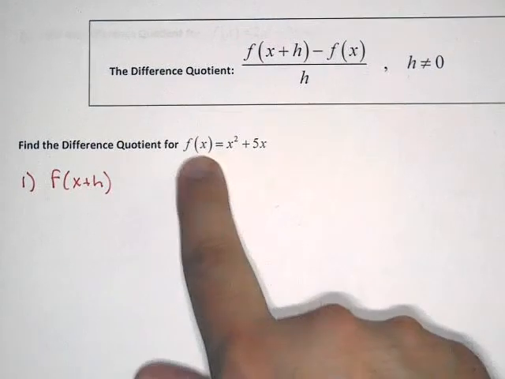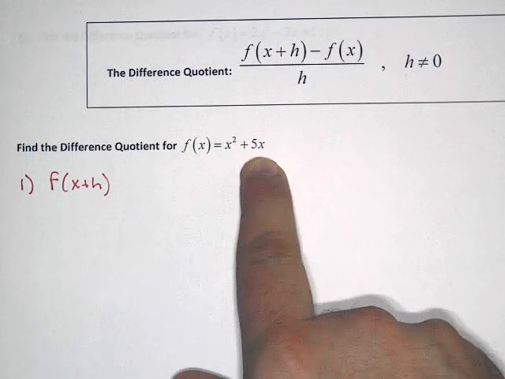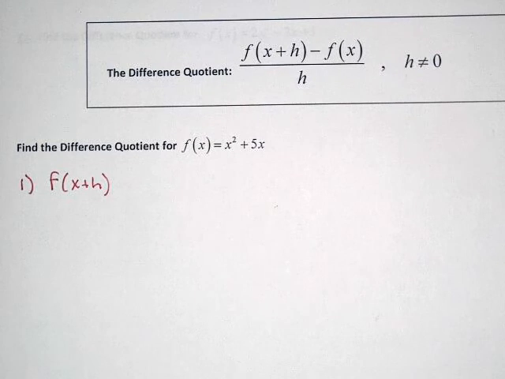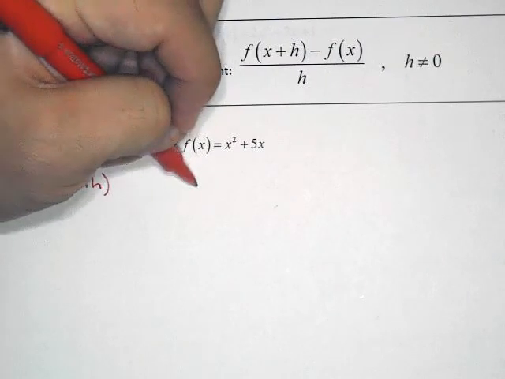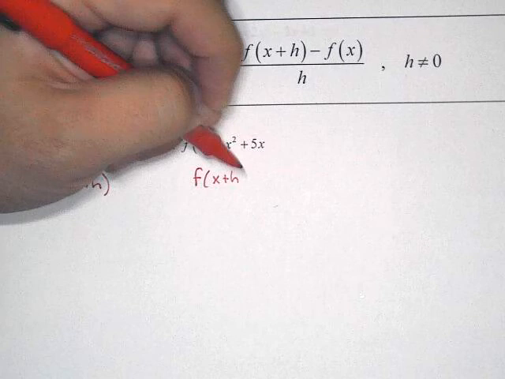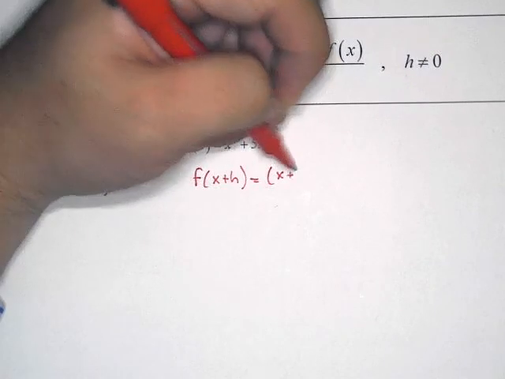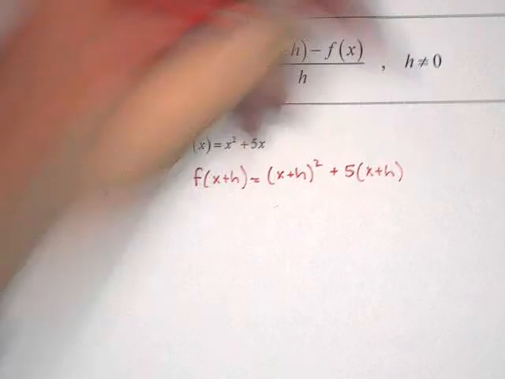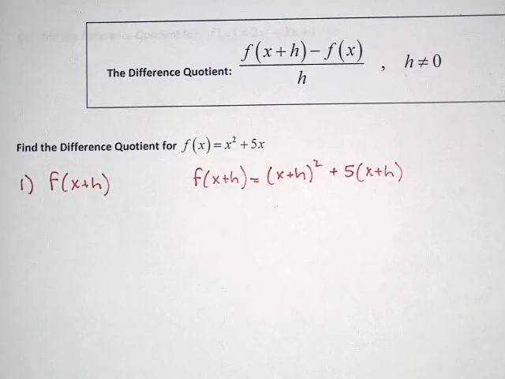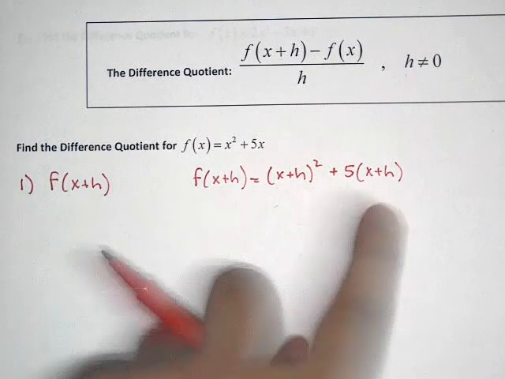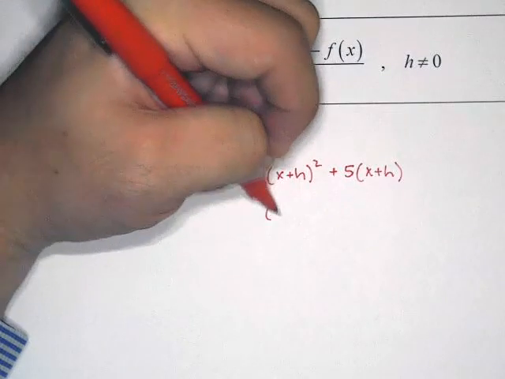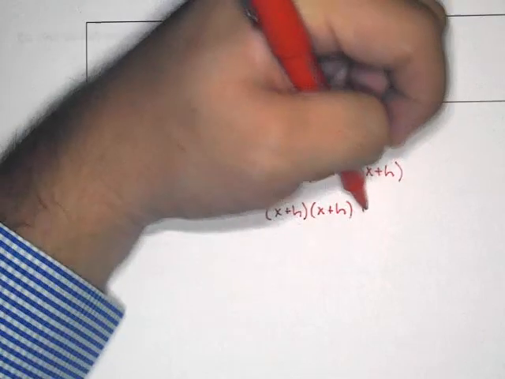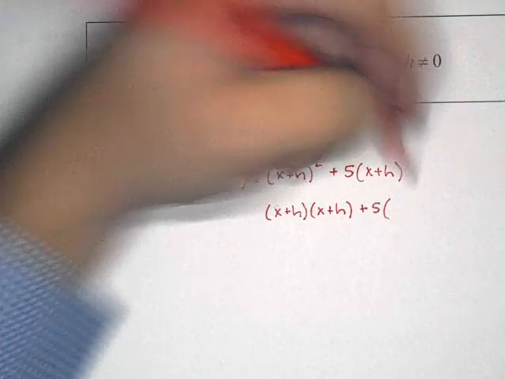We notice we have a function, f of x equals x squared plus 5x. So let's see what happens when we plug in x plus h. f of x plus h equals (x plus h) squared plus 5(x plus h). This definitely needs to be cleaned up. We can do it a couple of ways, but the easiest way, and the way you probably remember the most, is to just write it twice.